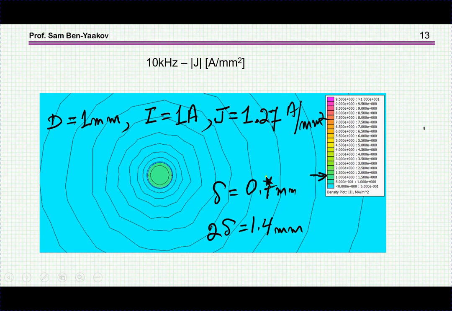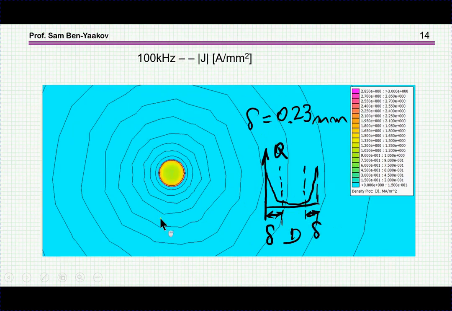And if we match the colors here, this color to this color, it's about the 1.27 that we have calculated. This is what this simulation is showing. Now I move to 100 kilohertz. Here the skin depth is 0.23, while this is 1 millimeter across. So we can see the crowding already.